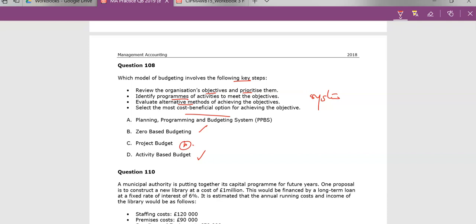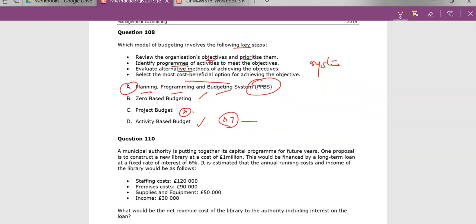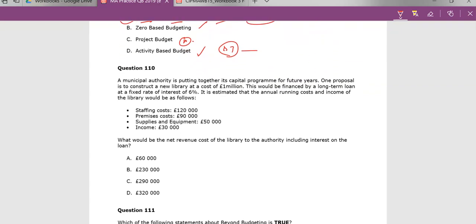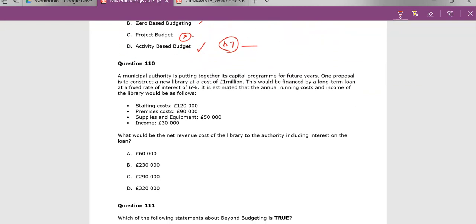So zero-based budgeting is about clearing everything and starting from scratch. Activity-based costing is the question we just did in 107, where we find cost drivers and then cost. But this is bigger than that, isn't it? So you can see straight away that definitely this is about planning, programming, and having a budgeting system. So the answer is A. But again, a good advisory, make sure you look through that workbook 3. Just stream it again really quickly to make sure you're comfortable.